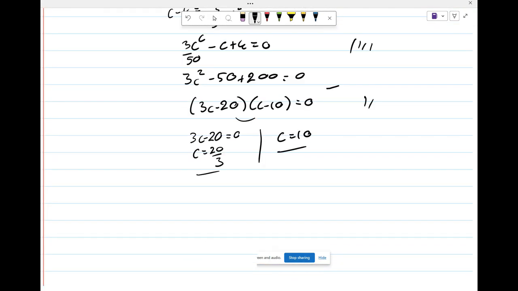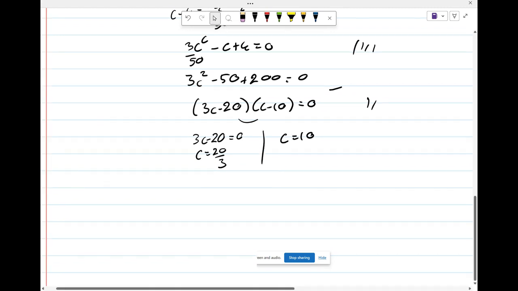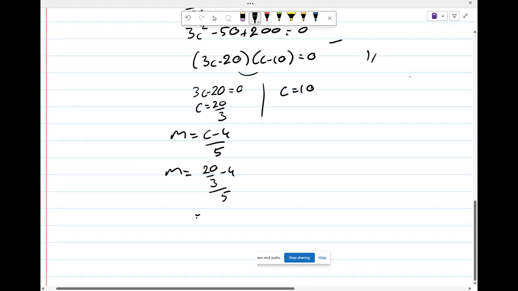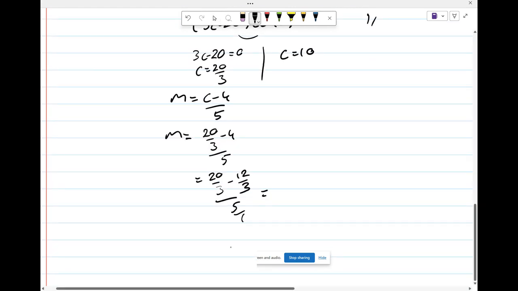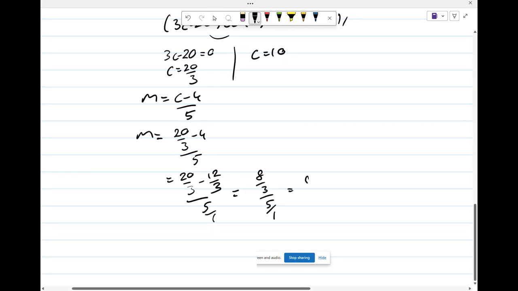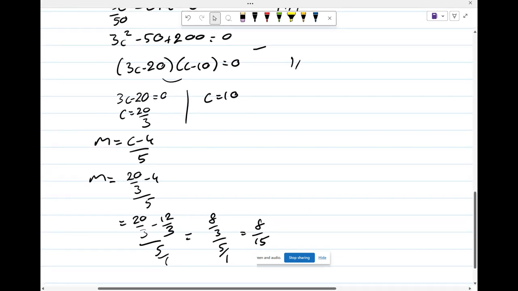So same as before, when we have two things, we need to go back and check our m's. So m was equal to c minus 4 over 5. So m is going to be 20 over 3 minus 4, over 5. So that's going to be 20 over 3 minus 12 over 3, over 5 over 1. That's going to be 8 over 3 over 5 over 1. So that's going to be 8 over 15.